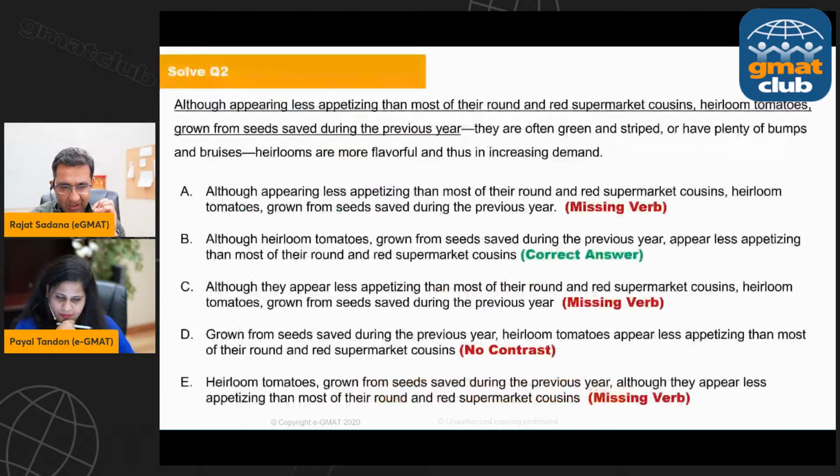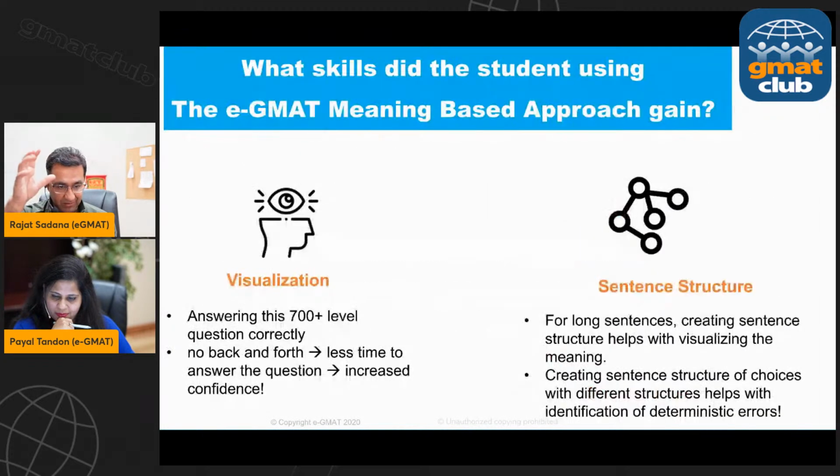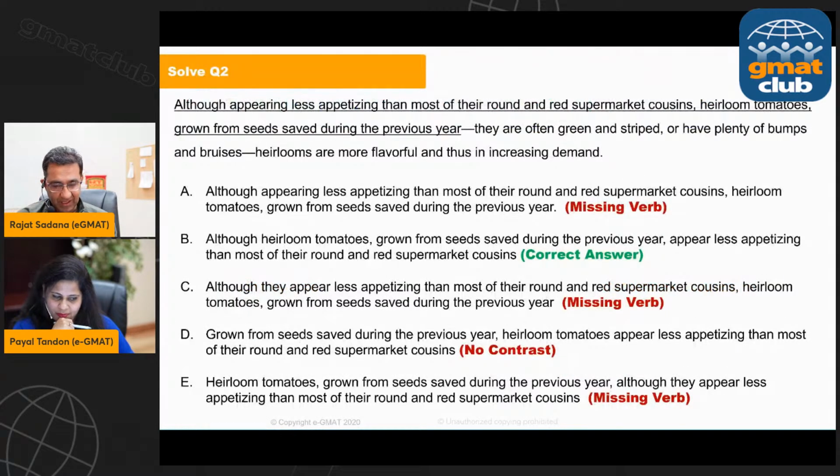So if you were to summarize this entire question, this is a 700 level question on GMAT Lab, with a difficulty level of 80% or higher. And one thing that you really see is it's not testing a complex grammatical concept. It's testing your ability to take this long sentence, do a sentence structure, and identify which elements are complete. Is there a verb with every subject?